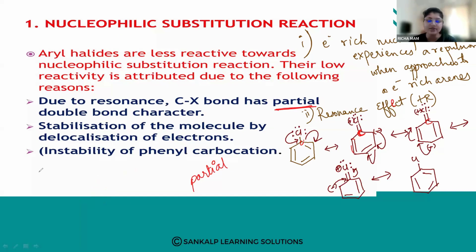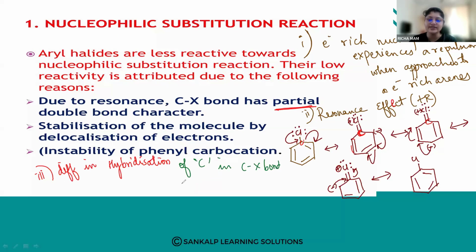So this is the second point. Now the third point is the difference in hybridization. Now what is the difference in hybridization? When we see the difference of hybridization of carbon in the C-X bond, what will be the difference?